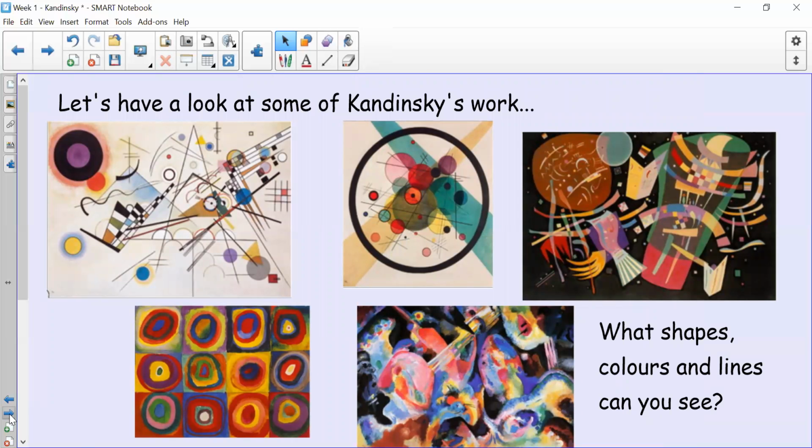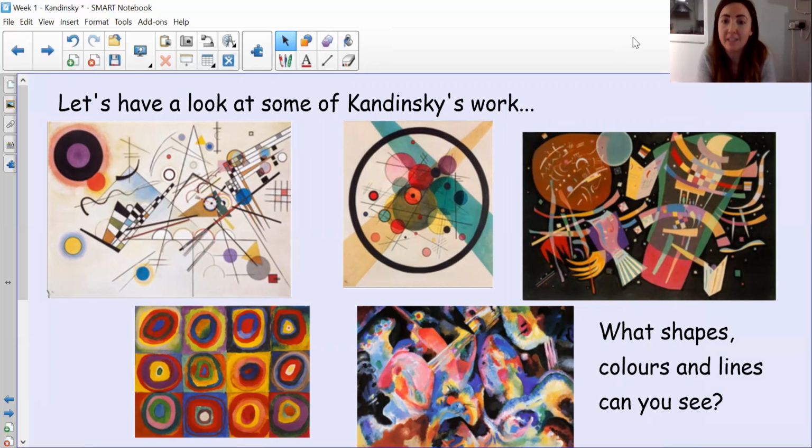So let's have a look at some of Kandinsky's work. What shapes, colours and lines can you see? We talked about this quite a bit last term, didn't we? So just pause the video here. What shapes can you see, first of all? That's right, there are circles, lots of circles, aren't there?